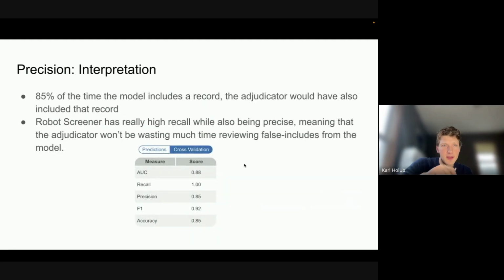The way we might describe this is that 85% of the time, the model includes a record, the adjudicator will also include that record. So you can imagine yourself in a nest, screening, going through adjudicating. This means that most of the time when the model includes a record, you're also going to ultimately say, yes, I'm going to include this record, regardless of excludes.